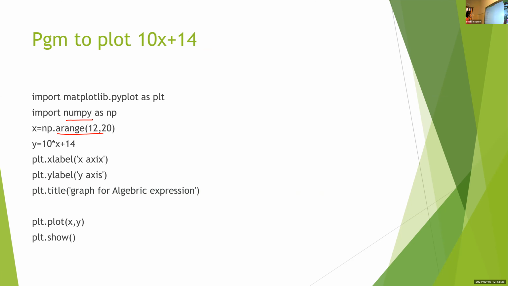X label is the x-axis. Y label is the y-axis. Title is graph for algebraic expression. This xlabel, ylabel, and title are common for all graph programs. If you want to give a name for the x-axis, use xlabel. If you want to give a name for the y-axis, use ylabel. If you want to give a name or heading for the graph, use title.